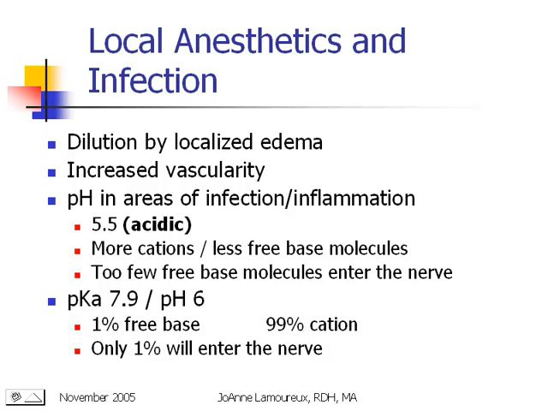I mentioned before that normally tissue pH is 7.4, but when there's infection or inflammation present, this pH drops down to 5.5. So now you're putting a drug which has a pKa of 7.9 into an acidic pH. What you end up with is too few free base molecules to enter the nerve. The example down at the bottom shows you if you had a drug with a pKa of 7.9, put it in this pH of 6, you only end up with 1% of free base molecules. That means if you had 200 molecules, only one of those molecules would enter the nerve. That leaves you not enough anesthetic to actually produce local anesthesia.